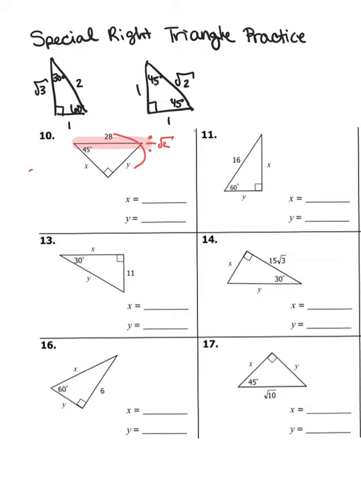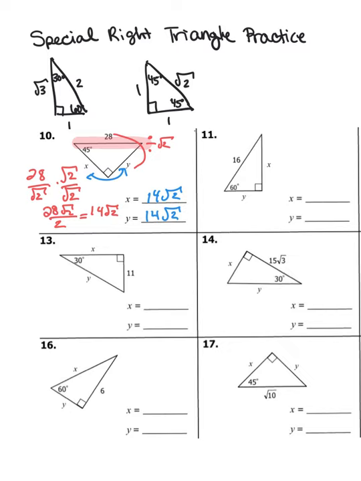So 28 divided by the square root of 2. I have to rationalize the denominator, so I'm going to multiply by the square root of 2 over the square root of 2. So I get 28 square roots of 2 over 2. I can simplify that to give me 14 square roots of 2. Remember, both of my legs are exactly the same, so x and y are going to have the same answer, so both of those are going to be 14 square roots of 2.